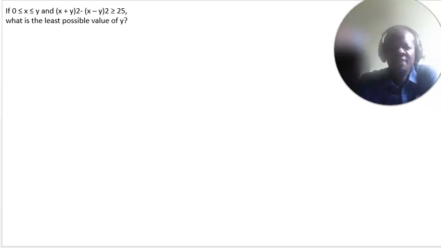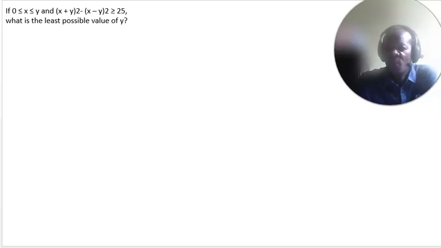For today, we have a question on inequality to take care of. And the question says, if 0 is less than or equal to x, less than or equal to y, and (x plus y) raised to power 2 minus (x minus y) raised to power 2 is greater than or equal to 25, what is the least possible value of y?